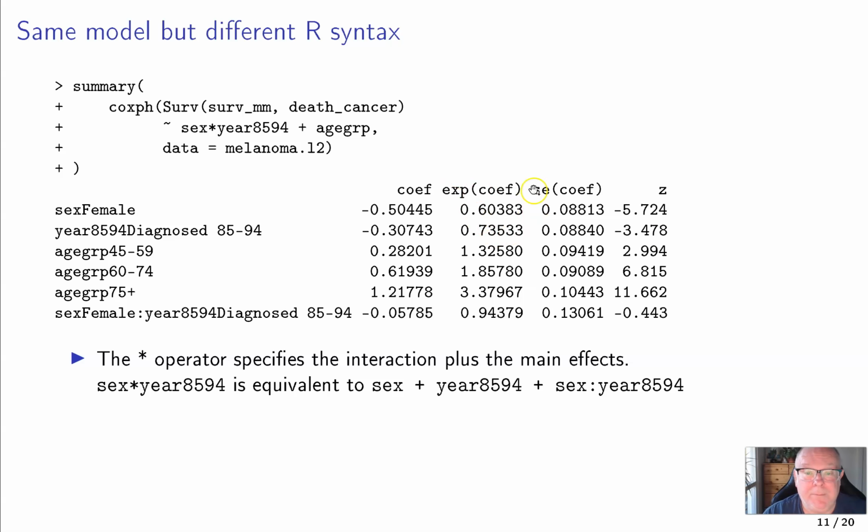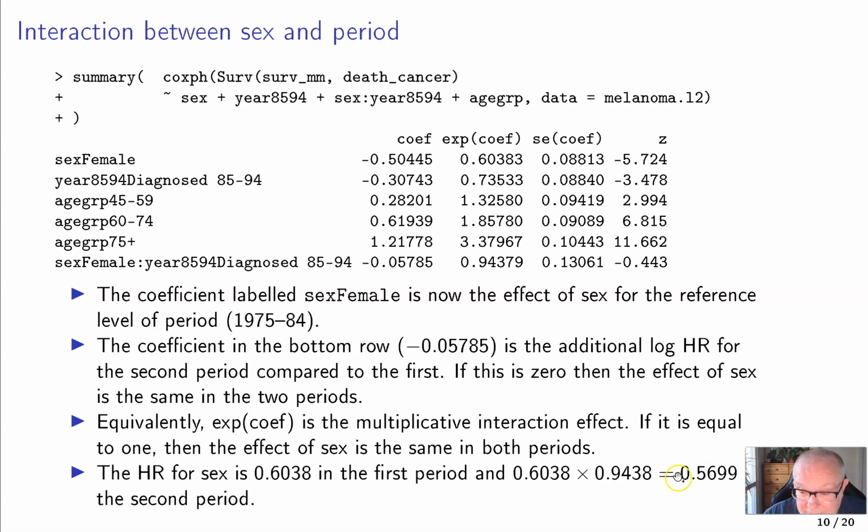So in this model here, I got the effective sex for the baseline level of period, and then if I wanted the effective sex for the other period, I had to multiply this by the interaction parameter. Now, when we reparameterized, we're still getting the 0.60383, but instead of this, I'm actually getting the effective sex in the other period directly, which we calculated here to be 0.5699. I just went back a slide.